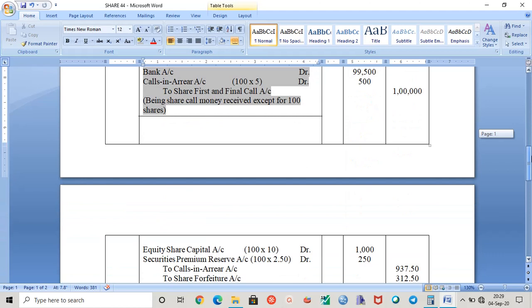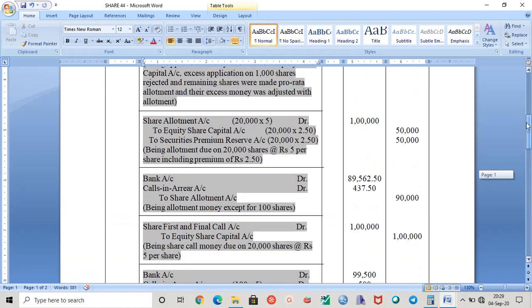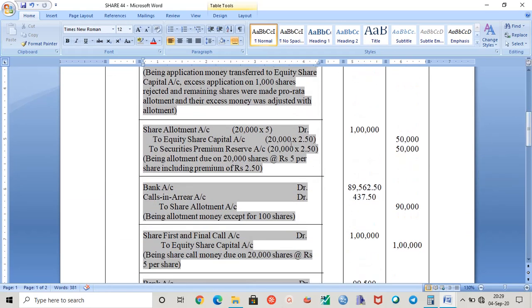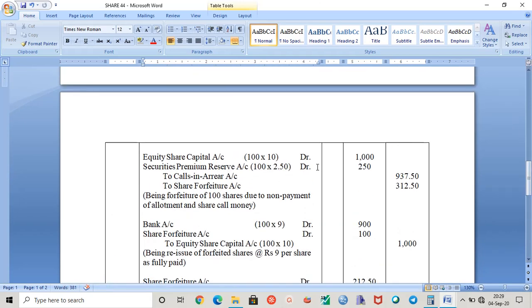Now those shares will be forfeited. Remember, when allotment money was due, look at the third entry and fourth entry. On the third entry you can see that with allotment money your SPR money was also included, but 100 shares failed to pay allotment money, which means they failed to pay the SPR money also. So that's why SPR money will be on the debit side when you forfeit the shares. So 100 into 2.50 will be 250, and 100 into 10, the full face value of the share, is 1000.